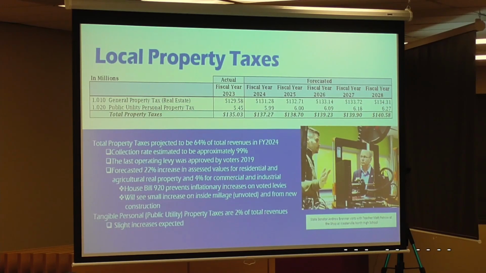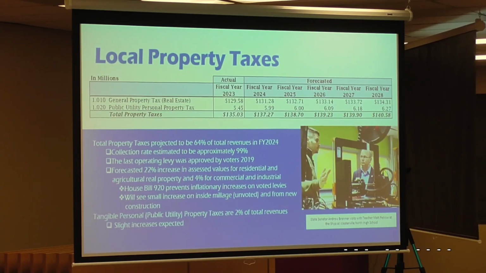And then our operating levy from 2019 began collections in 2021. This forecast is assuming a 22% increase in residential and agricultural property values, and I'll talk a little bit about what that looks like and what that means. Because the state is talking about doing an average, that would be what it would be if they were to average our values, and then 4% for commercial and industrial.